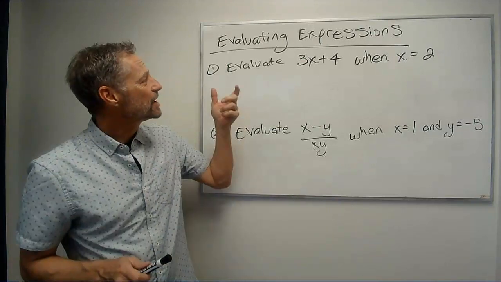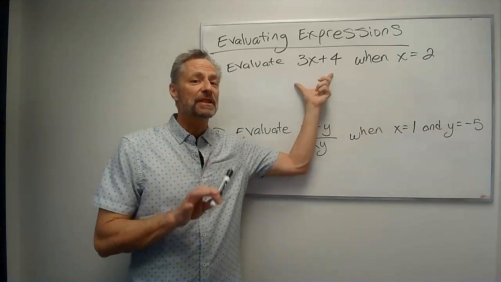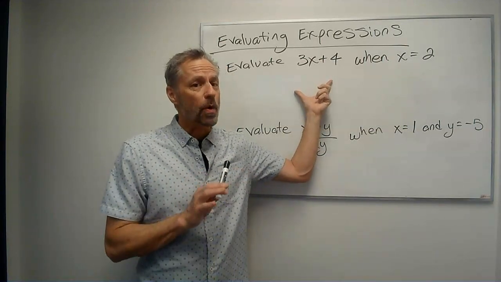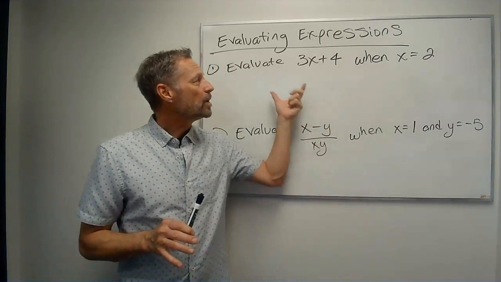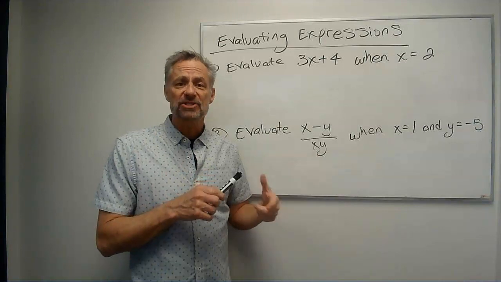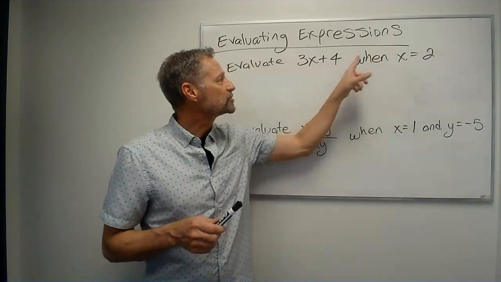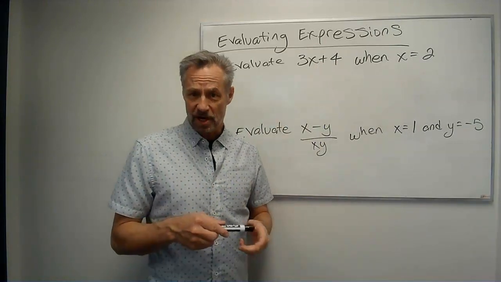Now, first of all, an expression is just a series of numbers and letters that doesn't have an equal sign. If it has an equal sign, it's called an equation. So this is an expression, this is an expression. Well, when we're trying to evaluate an expression for certain values of the letter or the variable, we're going to plug those values in wherever we see that variable, and then we're just going to do whatever the operation is.